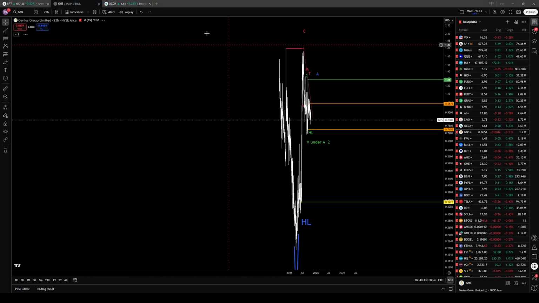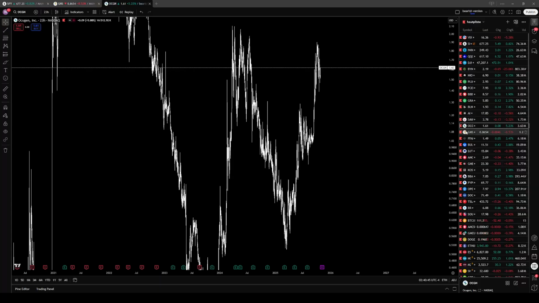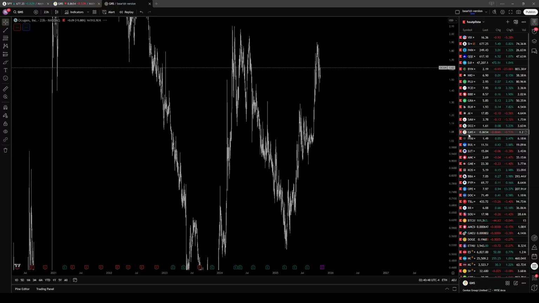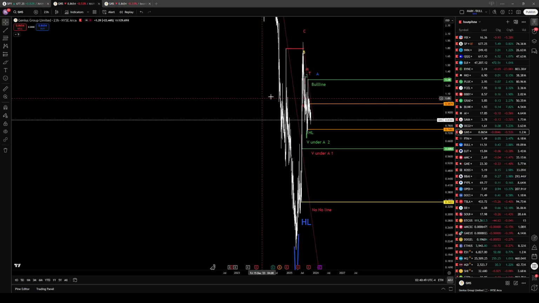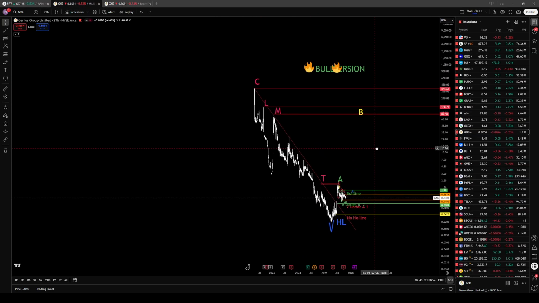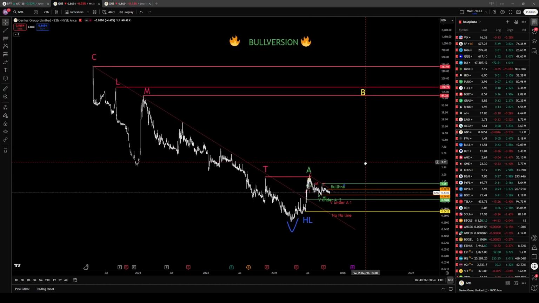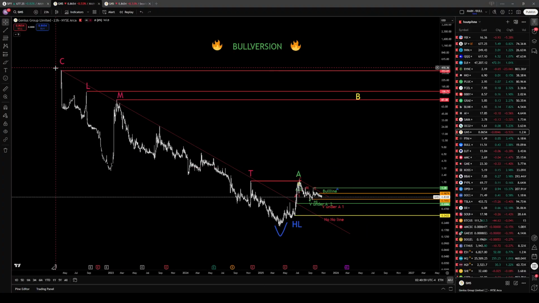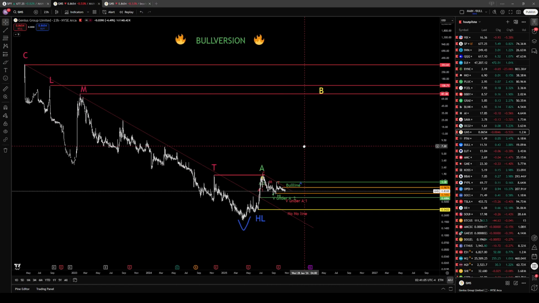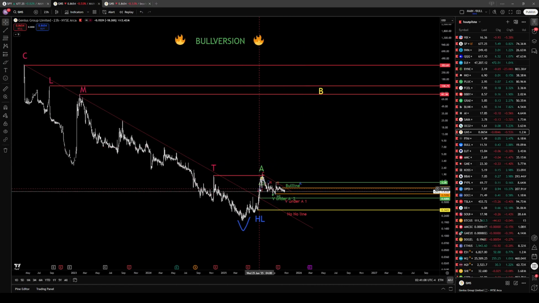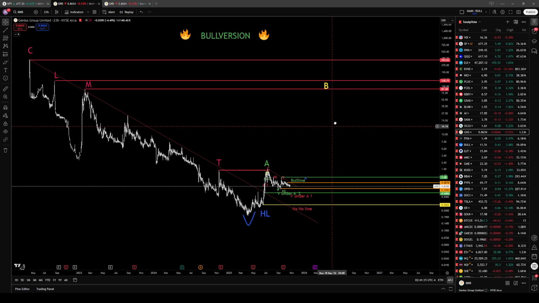Next one is GNS, and I didn't make a bearish chart now. For GNS, also looks perfect right now. So for the bull version, you're doing a C, lower high, midpoint, T. You already did your V, you already did your high low, and you already did your A peak. You are in the A pullback, and in my opinion, near the finish line right now. And your next target would be B at 87.